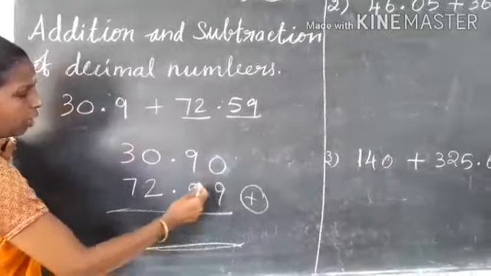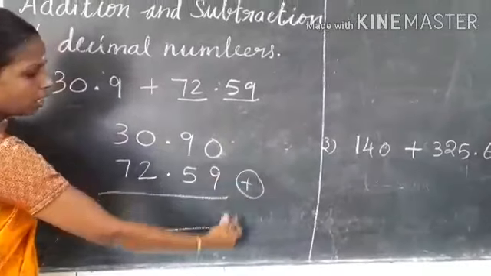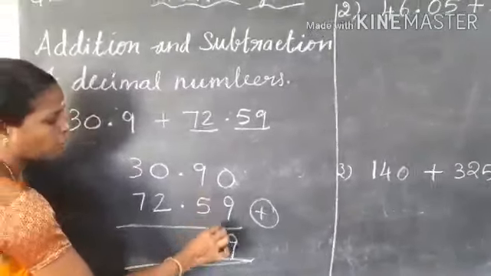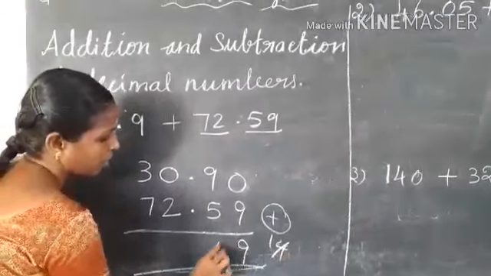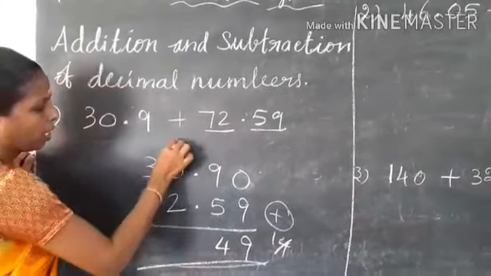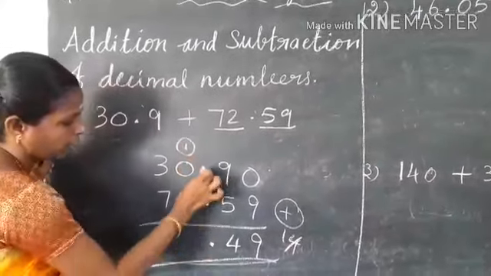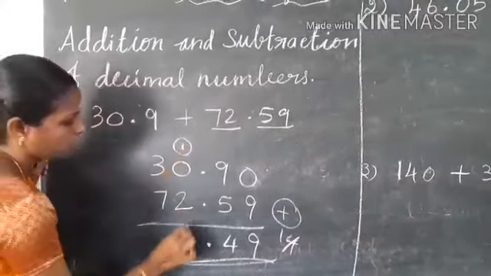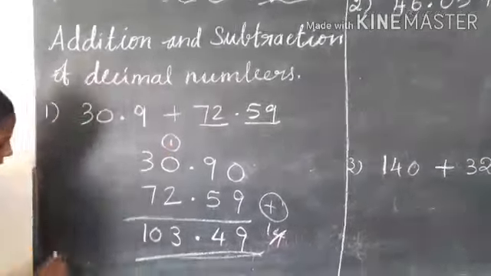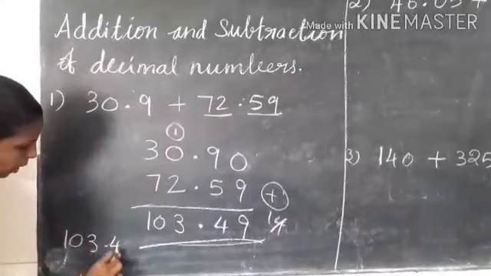Next addition, we have to start the addition from the right side. 0 plus 9, 9. 9 plus 5, 14. 14, 4 is the answer, 1 is the carrying. We can put the carrying in the integral part. The point, we have to put the point. 1 plus 2, 3. 3 plus 7, 10. This is the answer, 103.49.